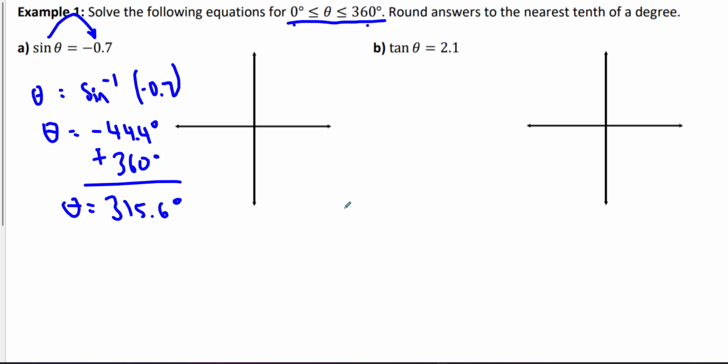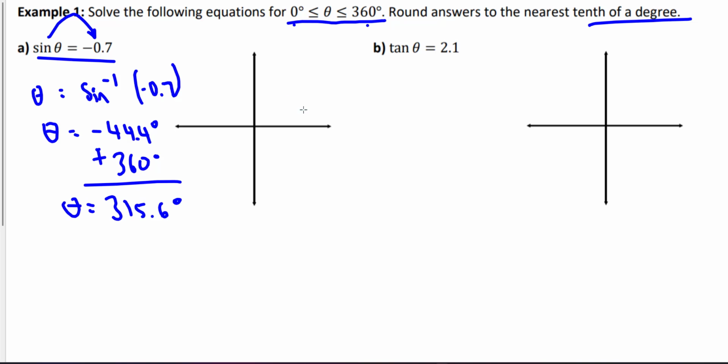We've solved it. But there's a key hint here: round answers. You know what that means? That means there's actually more than one answer. And you will learn that when it comes to our periodic functions, more than likely you'll have multiple answers that satisfy this equation. And it says round to the nearest 10th of a degree, which we did. That's the 10th of a degree.